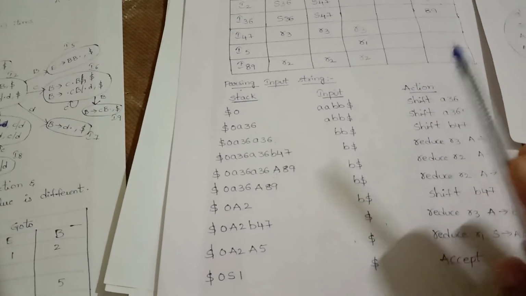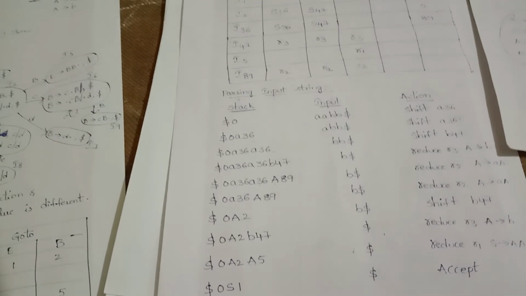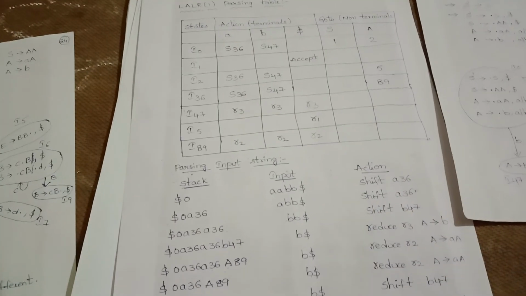So finally in our LALR parsing, the string has been accepted, and then you need to draw the parse tree. You know how to draw the parse tree. Based on the given input string you need to draw the parse tree. So this is all about LALR parsing.